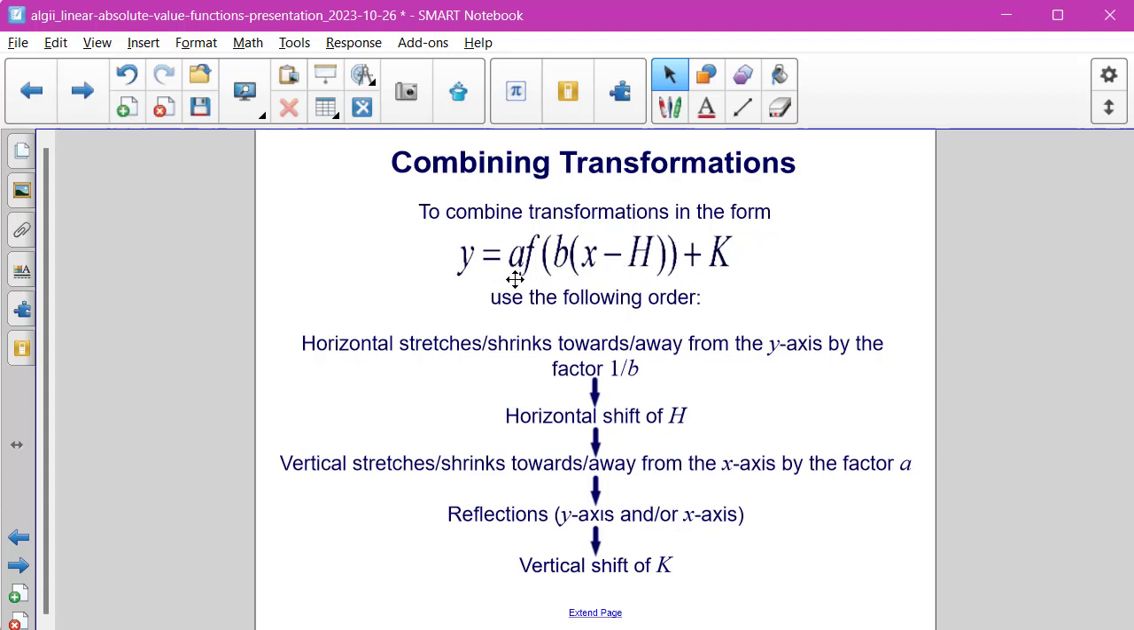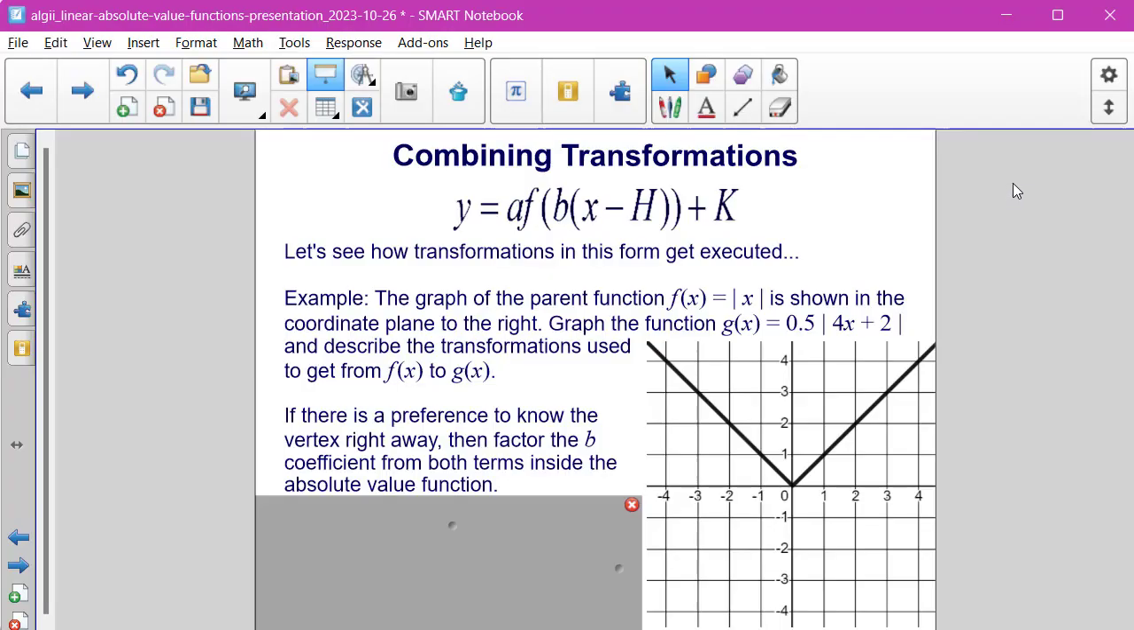If you prefer or have a function in this form, perform the transformations in the following order. First, do horizontal stretches or shrinks towards or away from the y-axis by the factor 1 over b. Then do the horizontal shift of h. Then do vertical stretches and/or shrinks towards or away from the x-axis by the factor a. Then perform the reflections about the y-axis and/or x-axis, and finally do the vertical shift of k. Let's see how transformations in this form get executed.